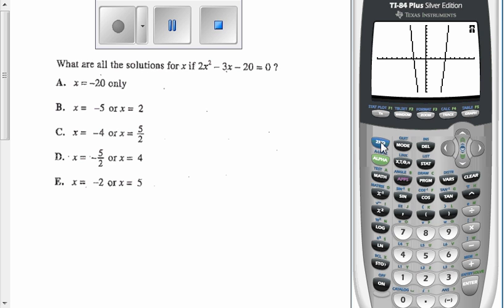So you want to go to second trace for your calculate, number 2 for your 0, and make sure you scroll to the left of the x-intercept. Click enter, scroll to the right, click enter, and here I have an x-intercept at negative 2.50. Now, on the ACT answers, you'll see that they have them in fractions. We know negative 2.5 is the same thing as negative 5/2. Since that is only listed once, you really don't have to find your second x-intercept, and we know here that the answer is D, negative 5/2 or 4.